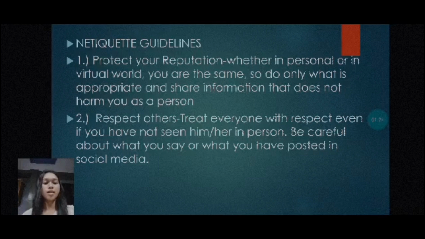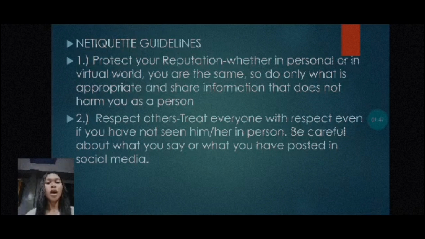Next are the netiquette guidelines. These guidelines provide rules of conduct in social situations. So the purpose of netiquette is to help construct and maintain a pleasant, comfortable, and efficient environment for online communication, as well as to avoid placing strain on the system and generating conflict among users.